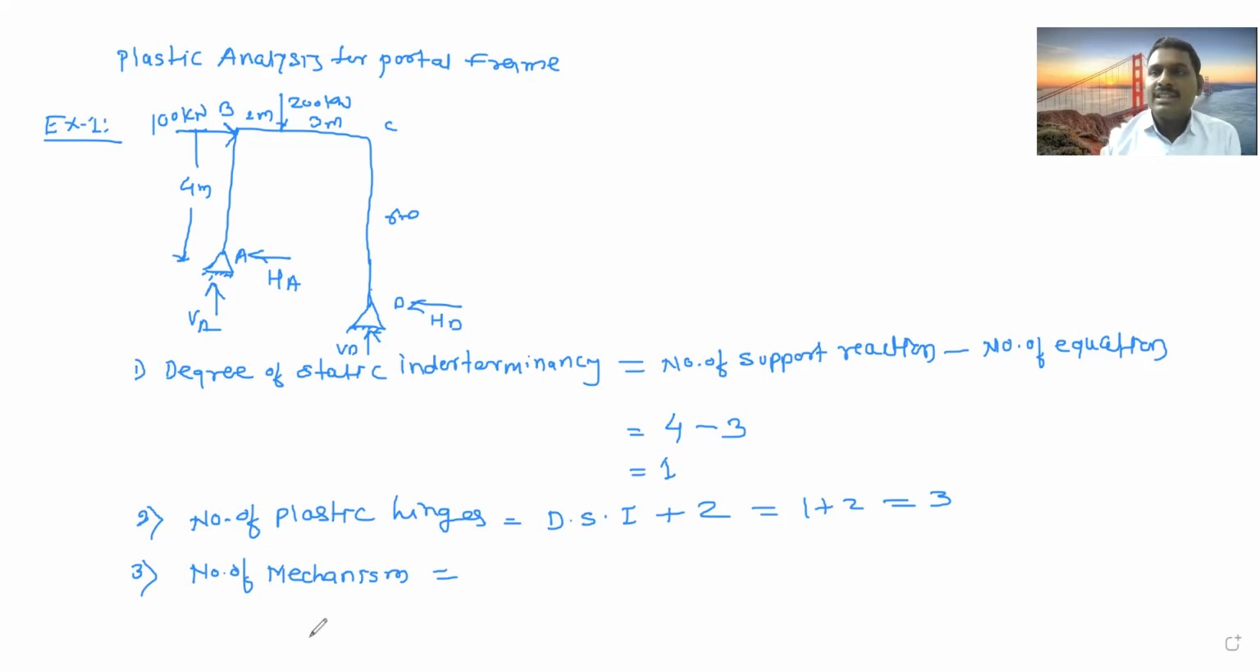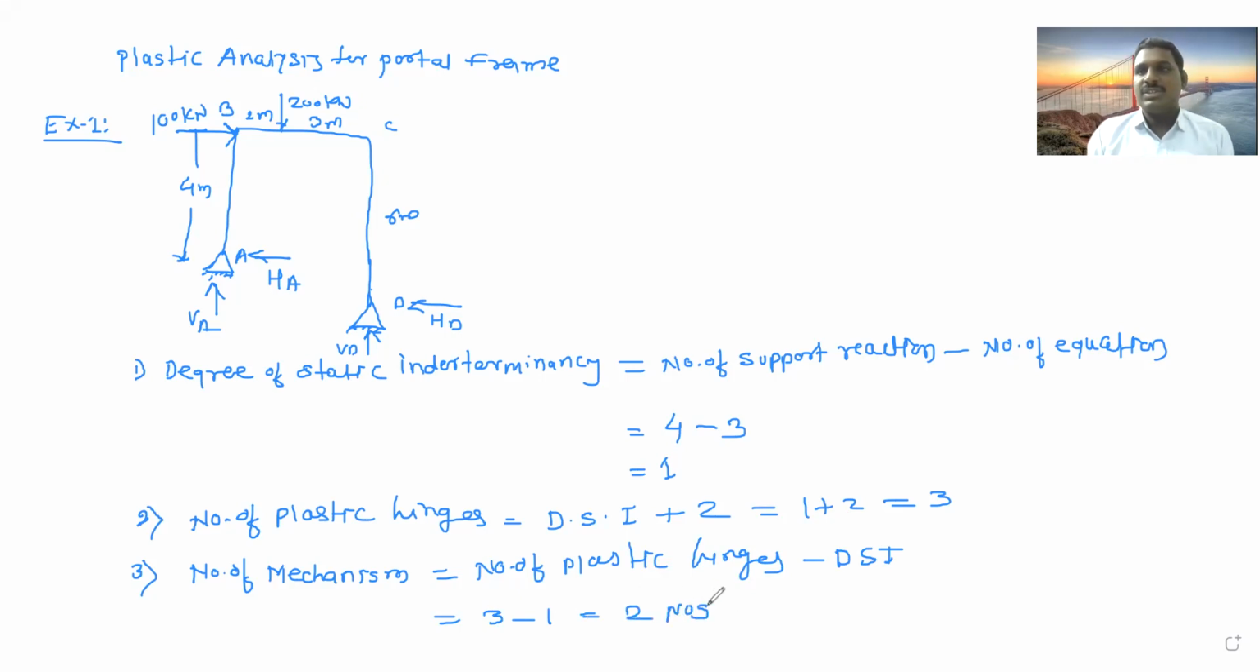So how many mechanisms are required? We have seen 5 mechanisms. Out of these 5, how many do we have to solve for this frame? That number of mechanisms we have to calculate. The number of mechanisms is equal to the number of plastic hinges minus DSI. So the number of plastic hinges is 2, minus DSI which is 1. So at least a minimum of 2 mechanisms we have to solve.